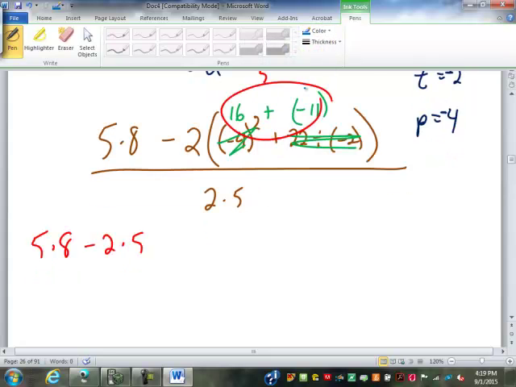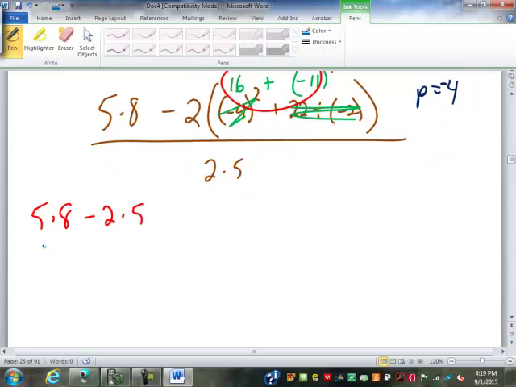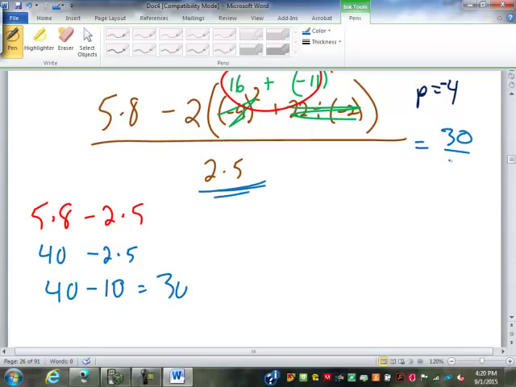Now what? 5 times 8 is 40. 2 times 5 is 10. So we have 40 minus 10 is 30. So the top of this becomes 30. The bottom's pretty simple. 2 times 5 is 10. Are we all done? No, we still have to do 30 divided by 10 is 3.